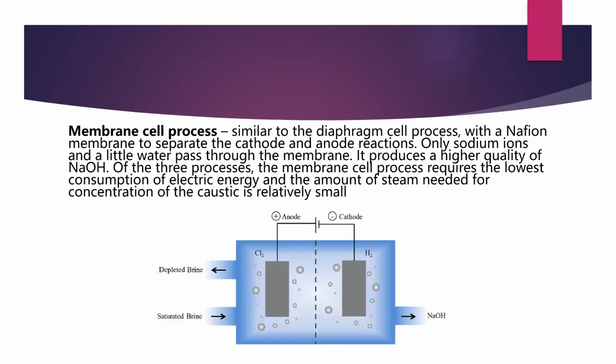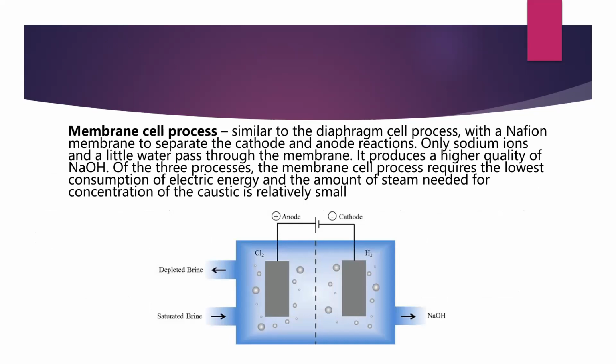Membrane cell process, and this is the last process. Similar to the diaphragm cell process, with an ion-exchange membrane to separate the cathode and anode reactions, only sodium ions and a little water pass through the membrane. It produces a high quality of NaOH.